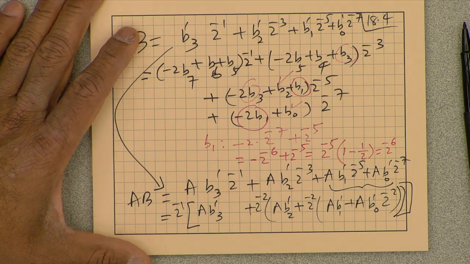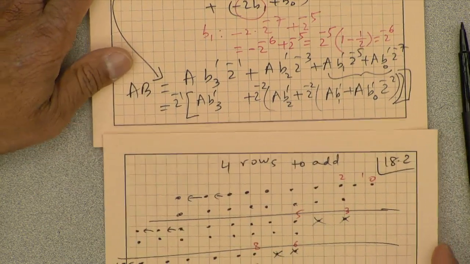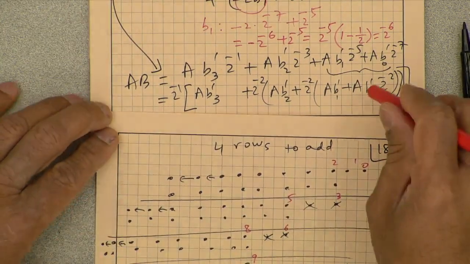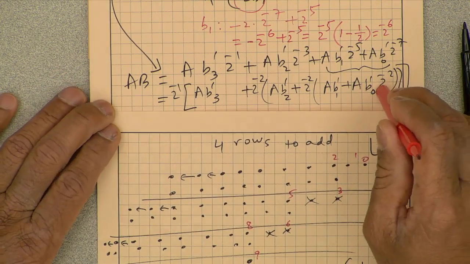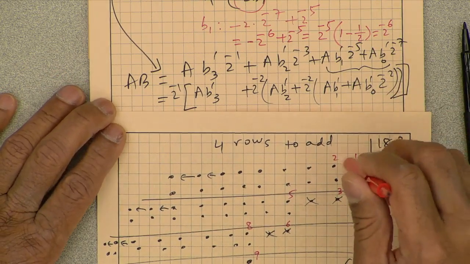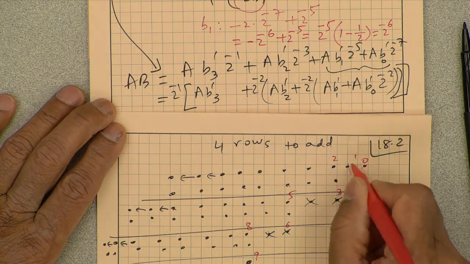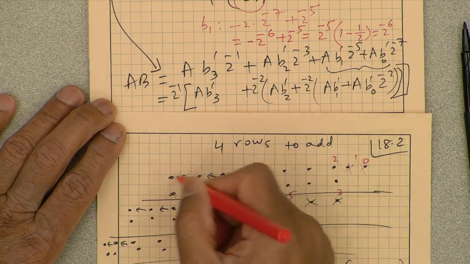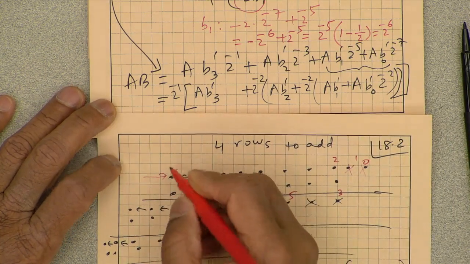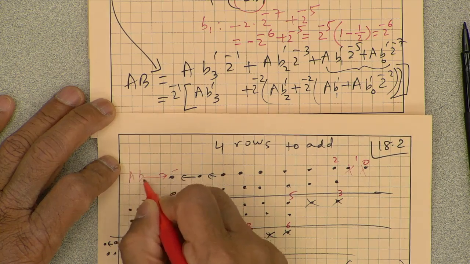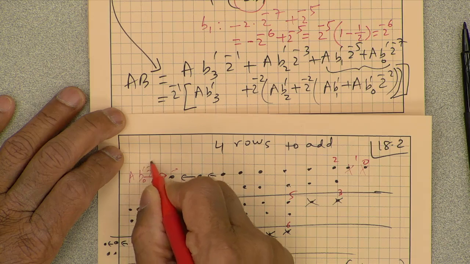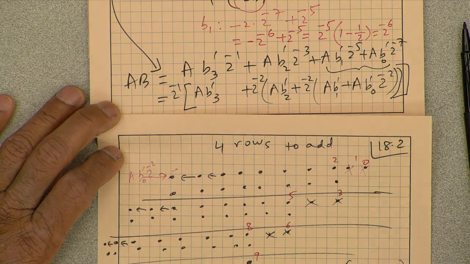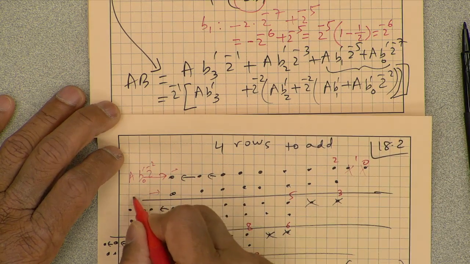Now you can see that A B0 prime times 2 to the power minus 2 is a scalar by 2 to the power minus 2, which is like dividing by 4: throw 2 bits out and sign extend 2 bits. So that's really A times B0 prime times 2 to the power minus 2. Then this is A times B1 prime.